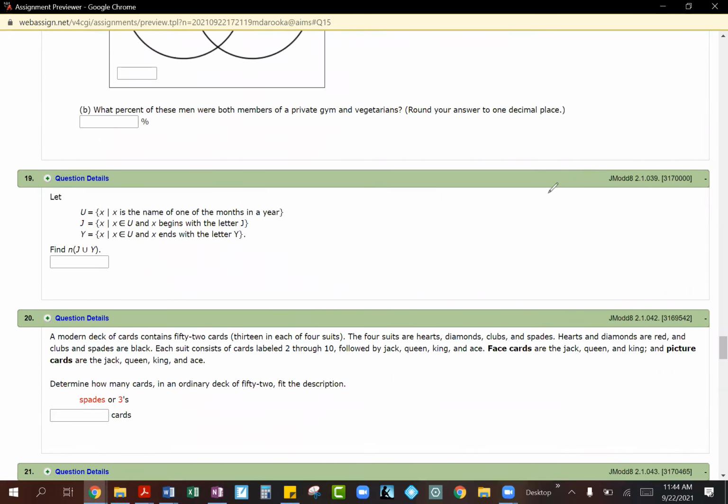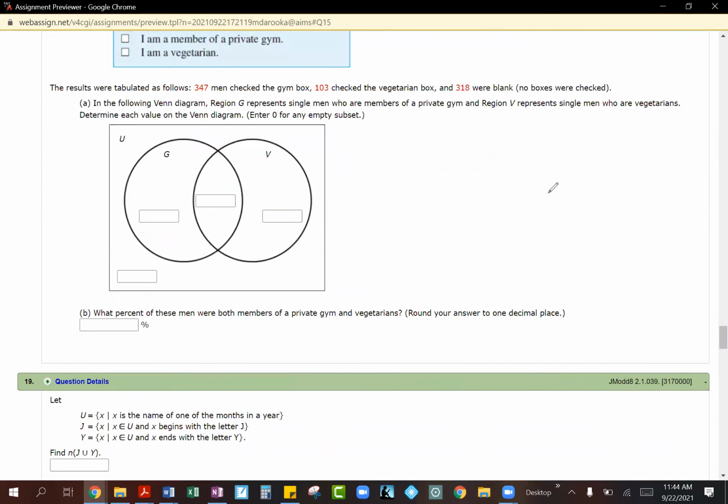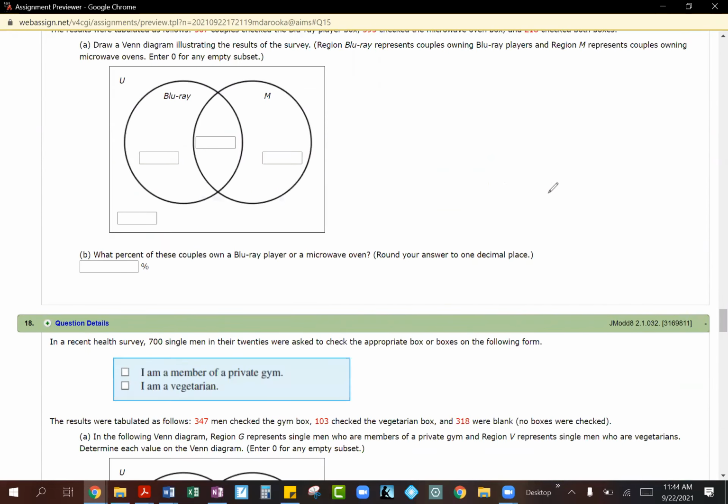So Logan, that helps you out? Yeah, definitely. Okay, did anybody else have any questions? Yeah, I can figure out number 26. Okay, let's take a look.